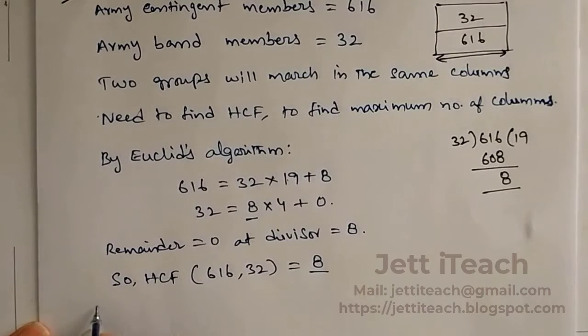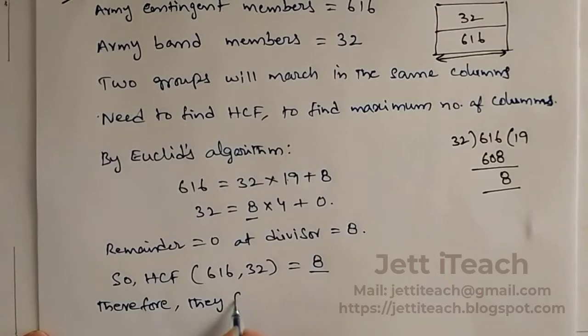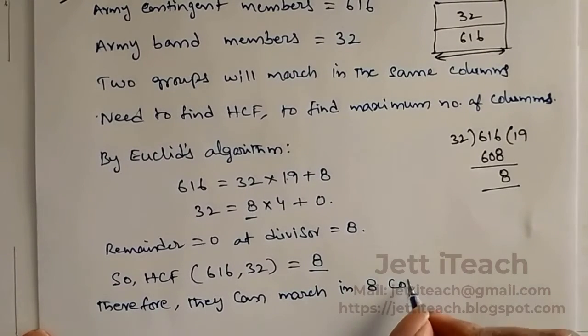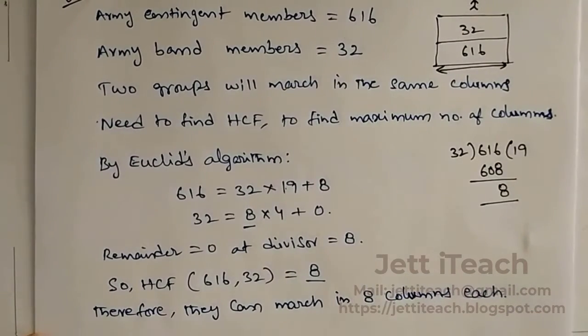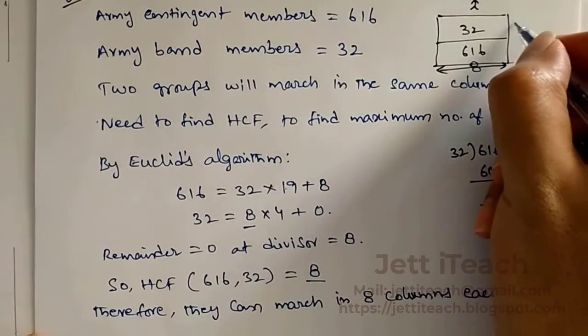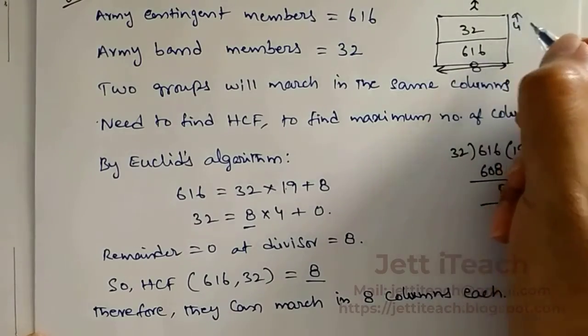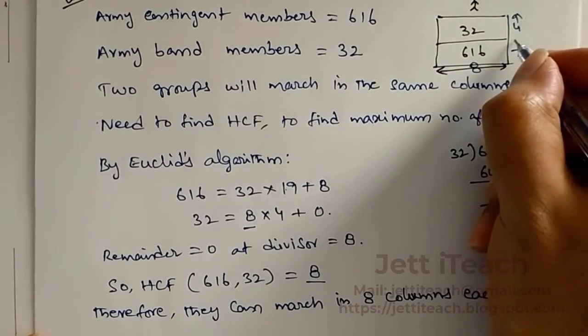So therefore they can march in 8 columns each. What will happen if they march in 8 columns? This is nothing but 4, and this is 77.